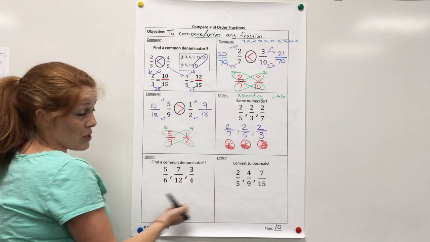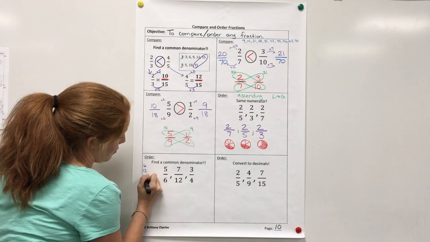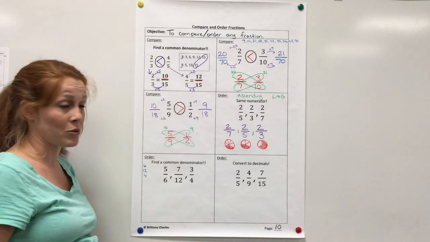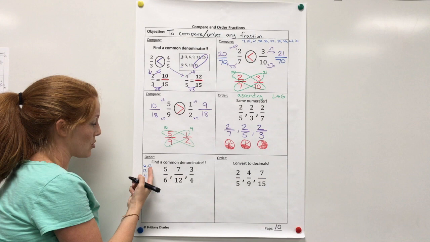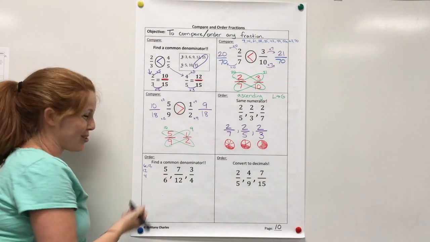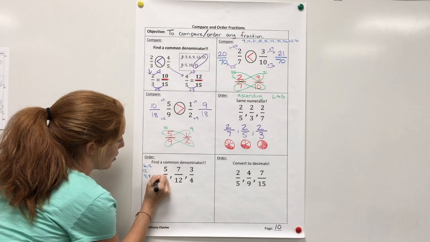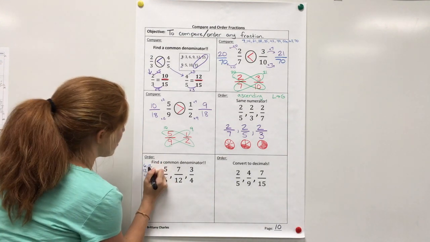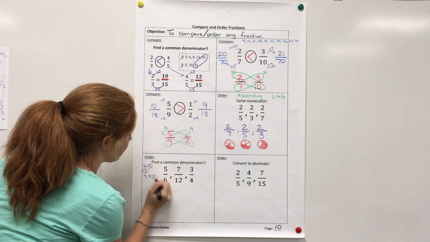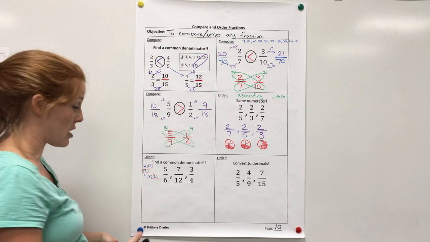Now, you might be able to do it in your head. If not, that's okay. Just write 6, 12, 4, and we're going to list multiples. So 6, 12, okay, well, I already got 12 there, so does 4 go to 12? Yes, 4, 8, 12. So right here, I have found what my common denominator would be. It's going to be 12.